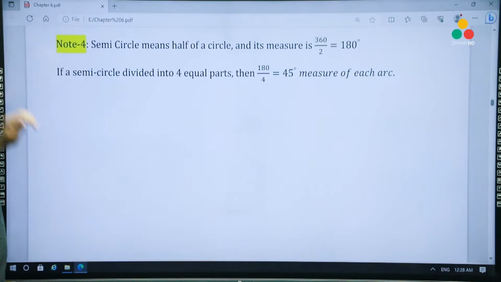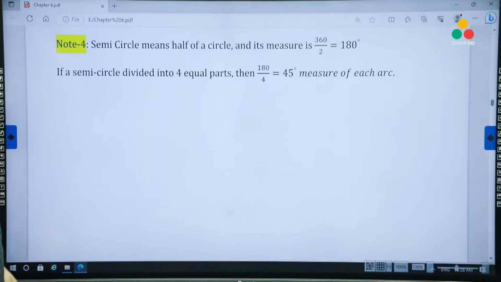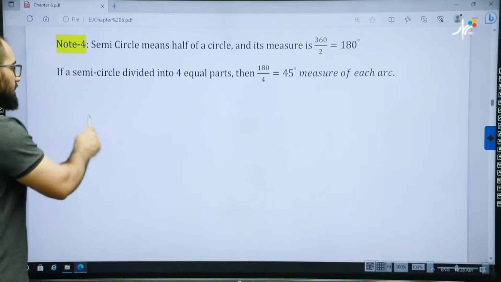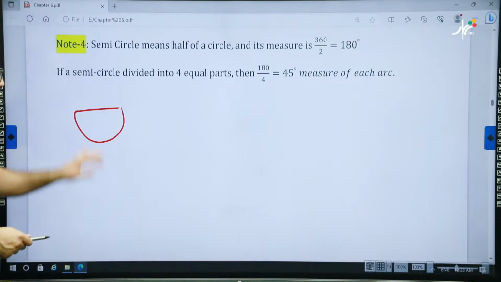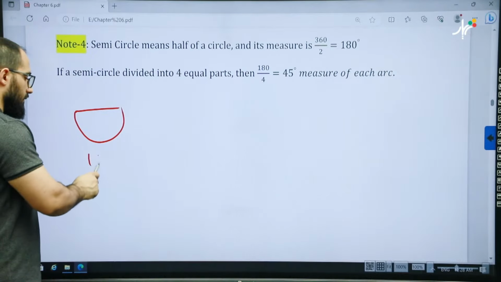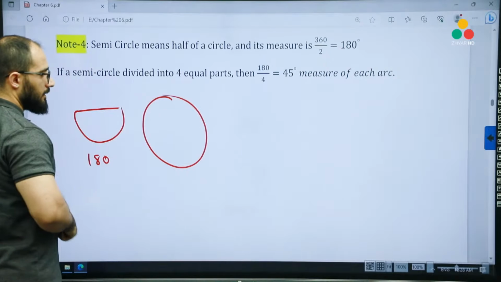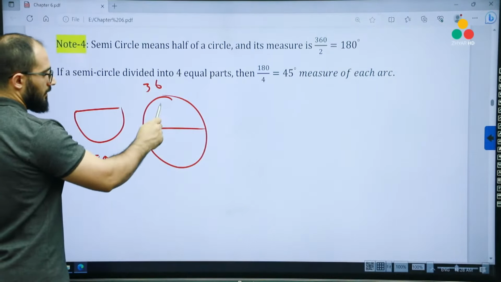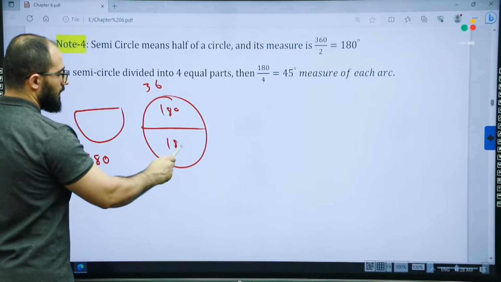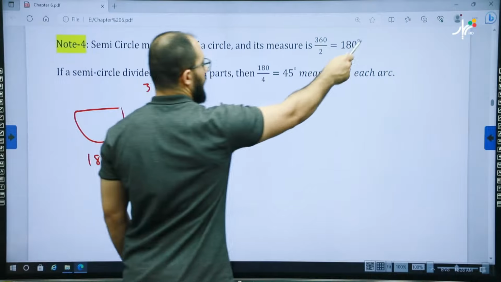Again, we have another note. It says a semicircle means half of a circle, and its measure is 360 divided by 2. This is the semicircle. The measure of the semicircle is 180, because the whole circle is 360. If you cut it into two equal parts, then 180, 180. So the semicircle's measure is 180.